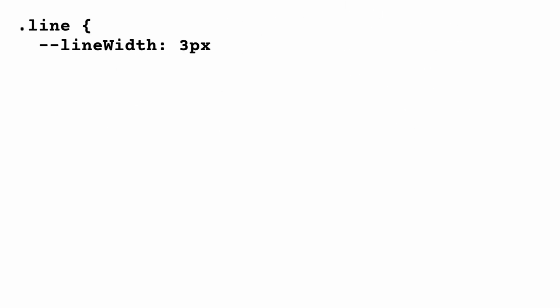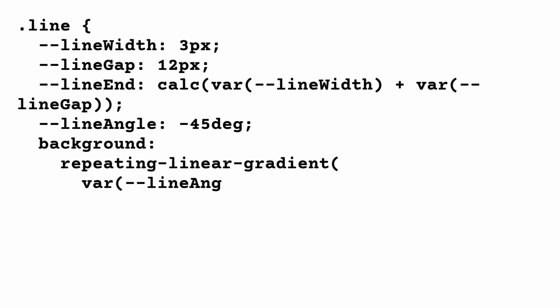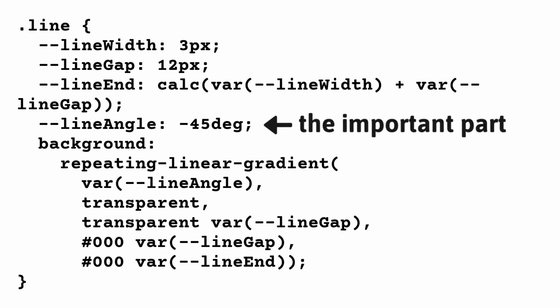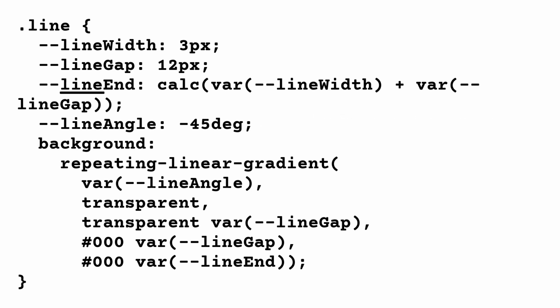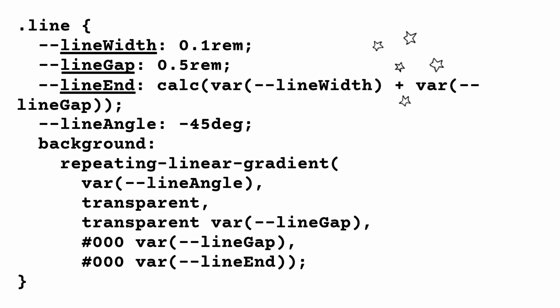Unlike with data URLs, which are strings, we can now interpolate custom properties, giving us easy control over the stripe dimensions and colours. Note that line end is a kind of reactive property. When you change either line gap or line width, its value is automatically updated.